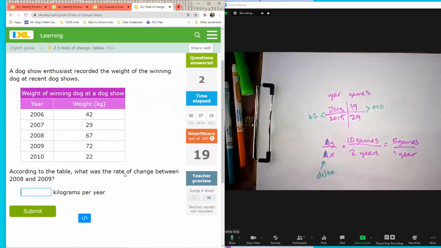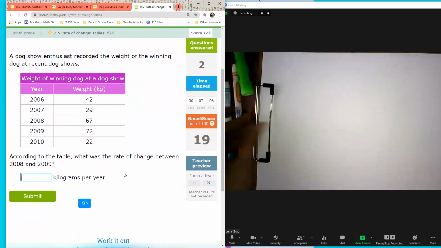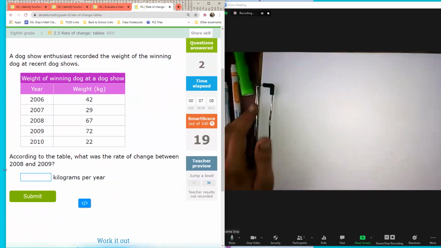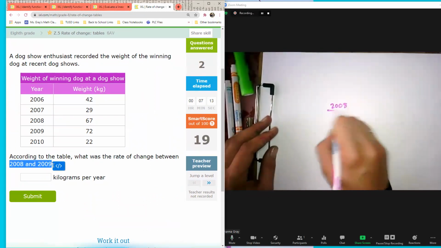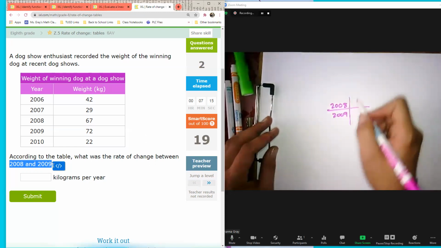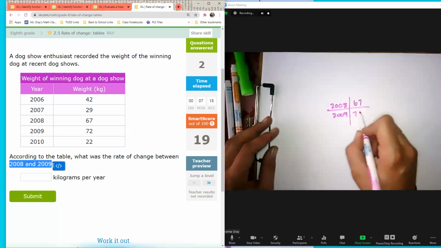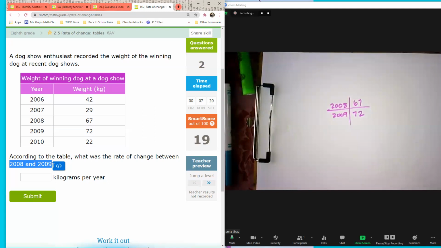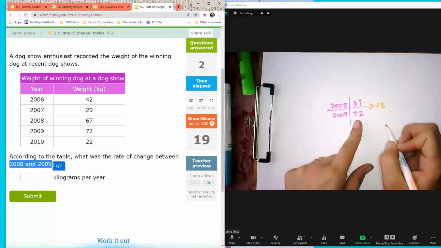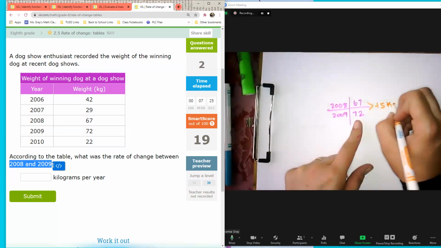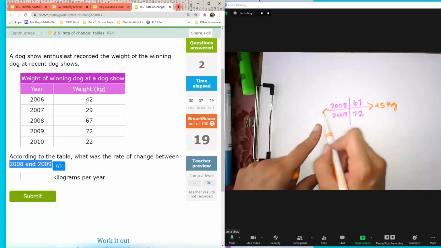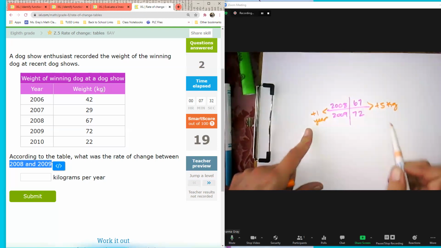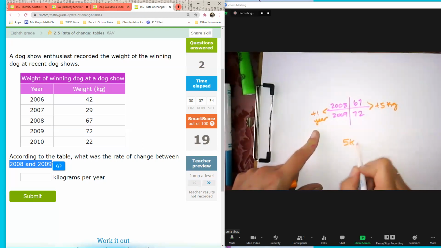So really it's the same idea all the way down. So I'm just going to keep doing those types of problems and paying attention to the 2 things they asked for. So 2008 to 2009. So 67, 72, right? So I'm going up here by 5. So this is 5 kilograms, if it's based on these units here of weight for a dog. And then it goes up by 1 year. So if I put this together in my fraction, it's 5 kilograms per year.